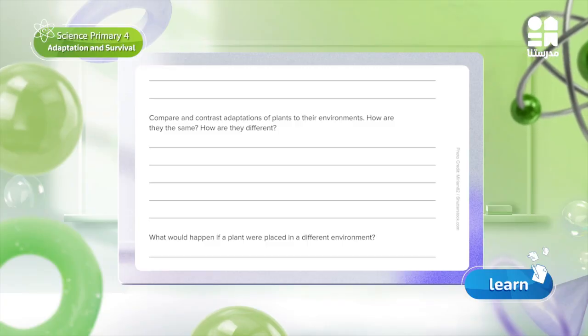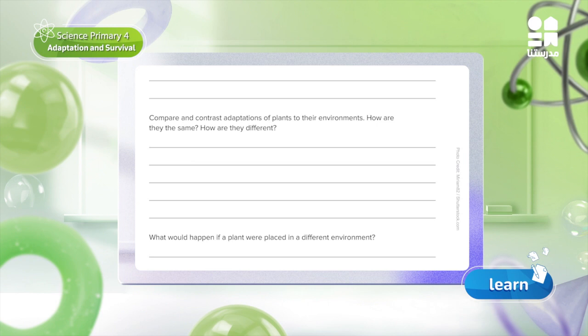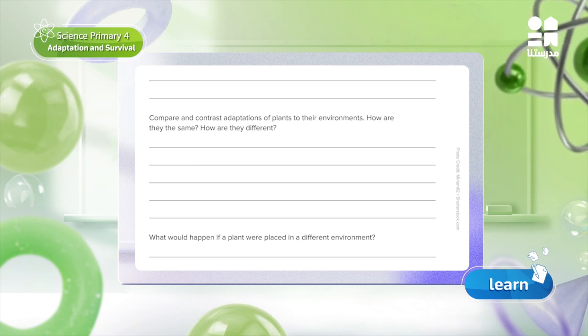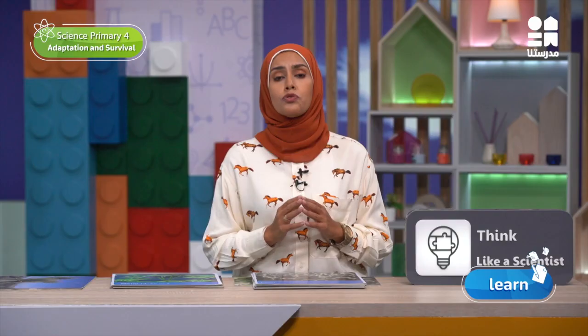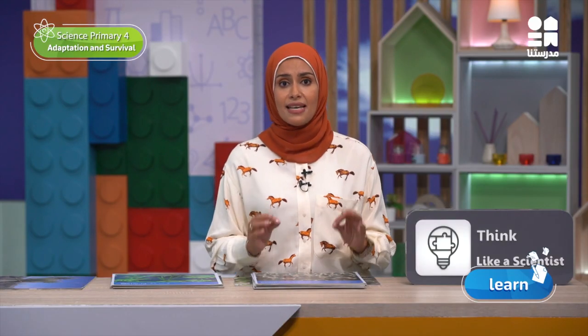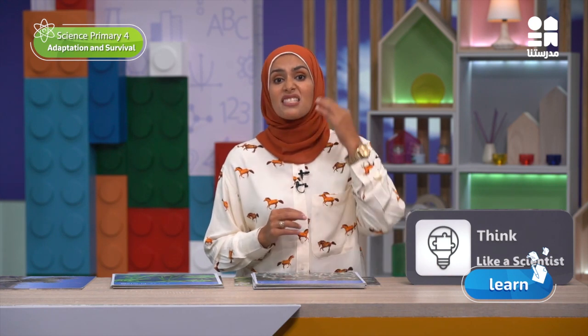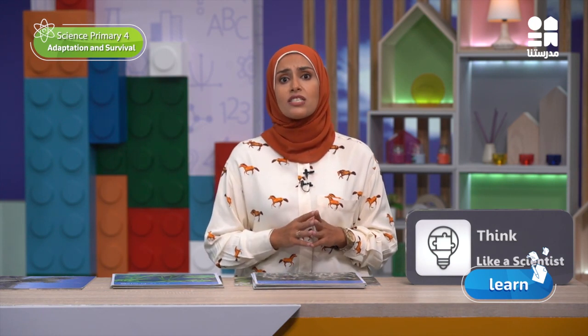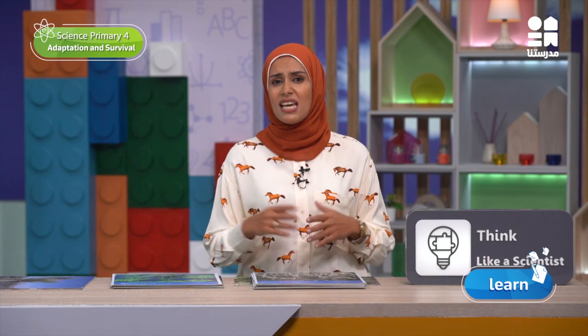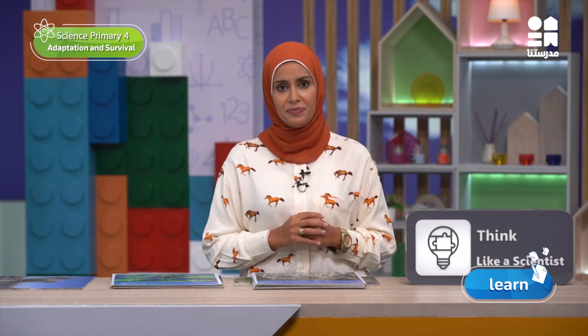The second question is, compare and contrast the adaptation of plants to their environments. How are they the same? How are they different? Ahmad wrote that roots, leaves, and stems are common parts of plants, but shape and size may differ according to the environment. Surely you agree with Ahmad, and you can also write examples explaining this answer.